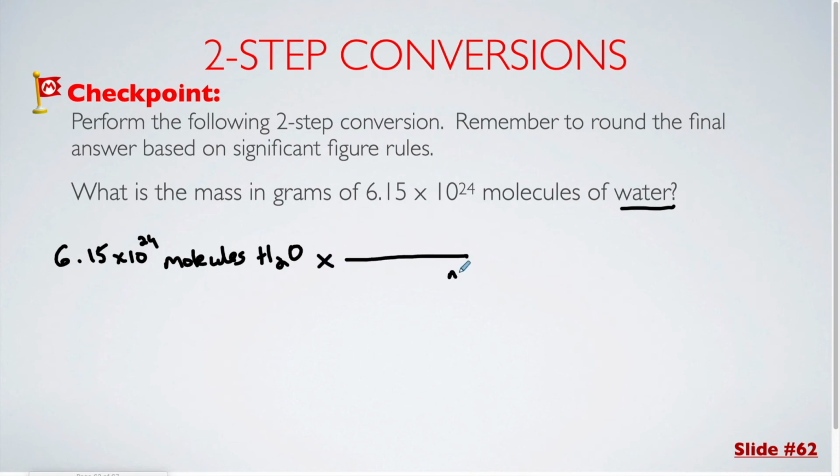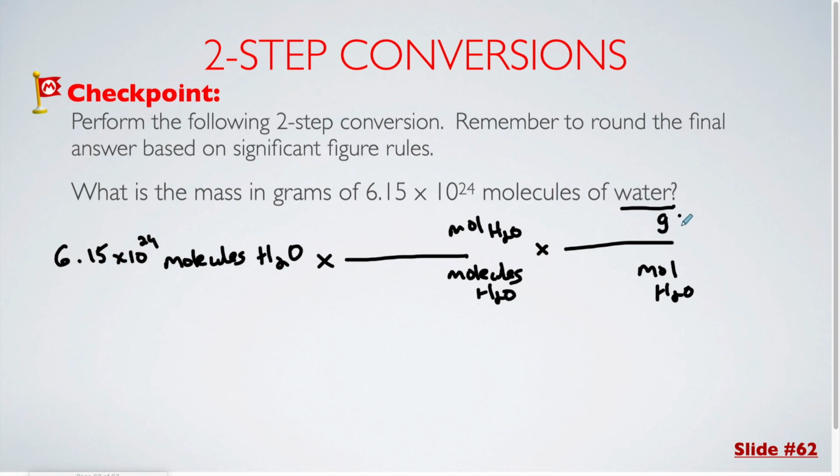From here, we are going to cancel out molecules of H2O on our way to moles of H2O. And then moles of H2O out to grams of H2O. Moles is going to be equal to 1. Molecules is going to be equal to Avogadro's number.